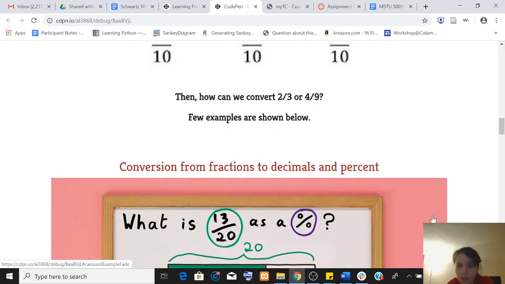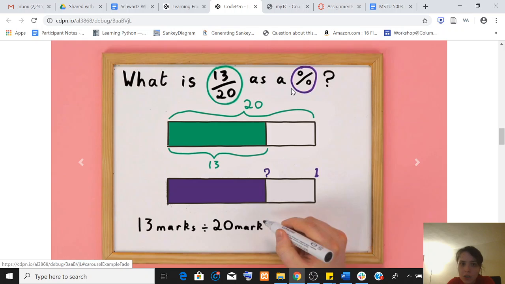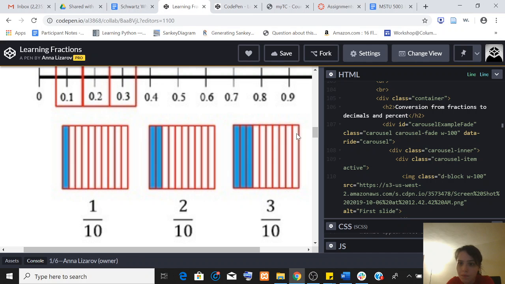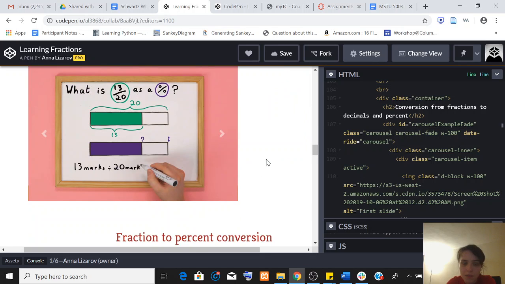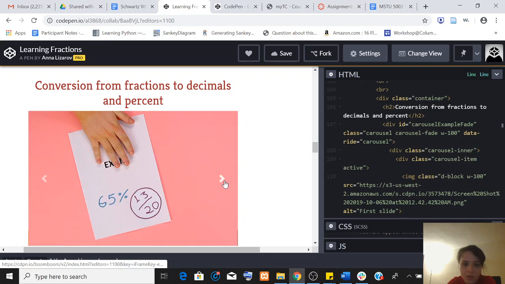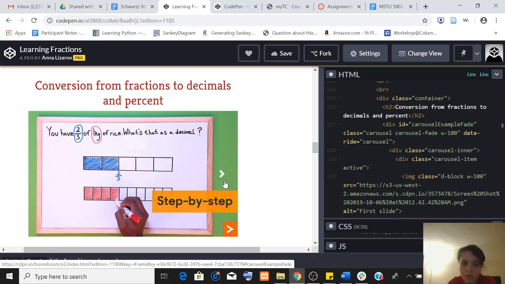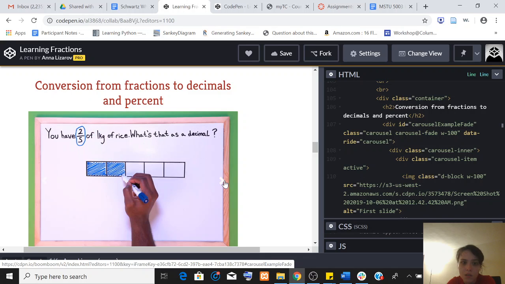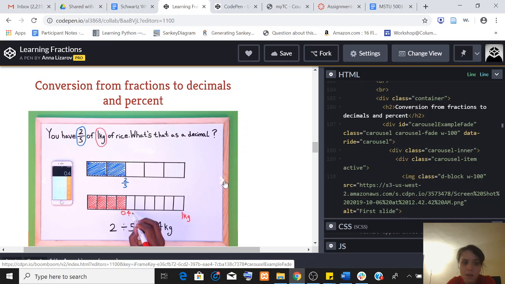So in order to achieve this, we used the Bootstrap carousel component for step-by-step explanations of converting from fractions to decimals and percentages. As you can see here, it's sort of like a booklet, and learners can study at their own pace and go back if they don't understand a certain step.